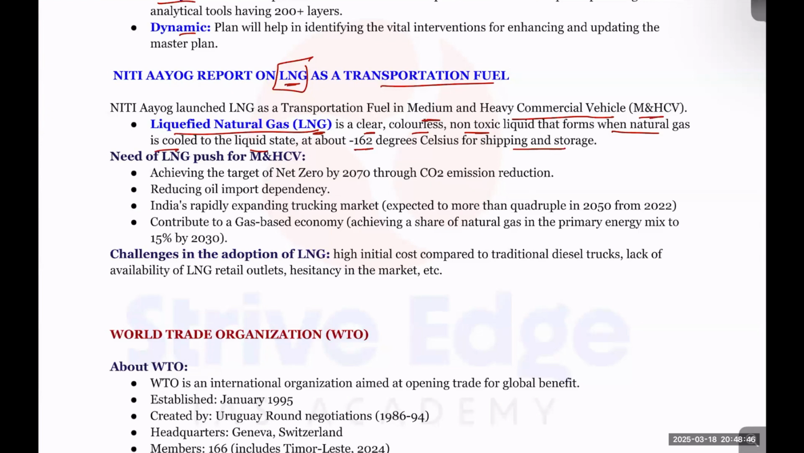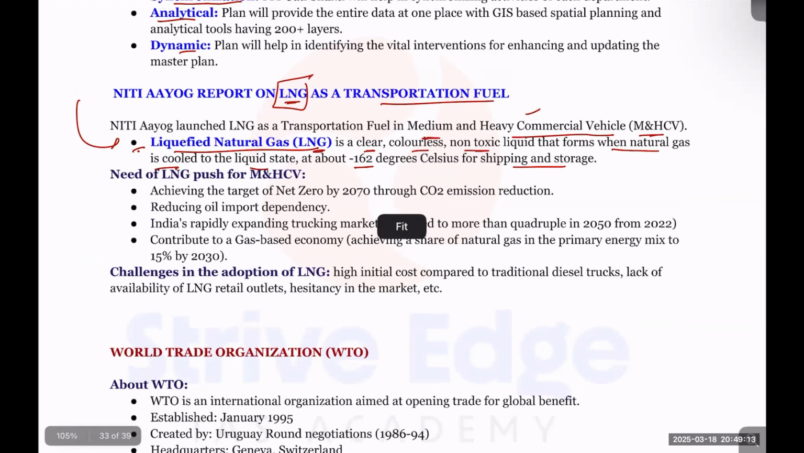So what is liquefied natural gas? It is natural gas which has been compressed, or frozen, in order to convert the gas into liquid form. This LNG can be utilized as a fuel in heavy commercial vehicles. You should understand that our Indian economy has very high emissions.